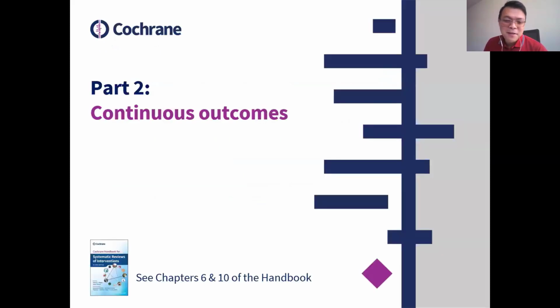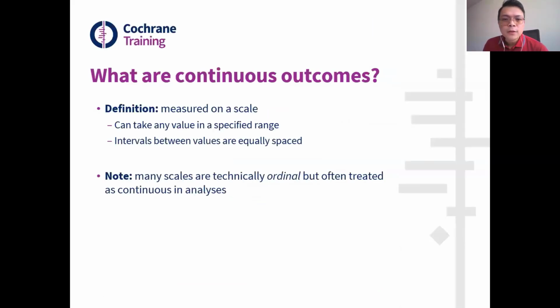The main reference is the same, Chapter 6 and Chapter 10 of the Cochrane Handbook. So what are continuous outcomes? Unlike dichotomous outcomes with just 2 categories, continuous outcomes can take a wide range of values along a scale. So for example, height or weight. So a person could be 180.5 centimeters tall and can weigh 70.3 kilograms. So the values can, in theory, fall anywhere within the range, not just whole numbers.